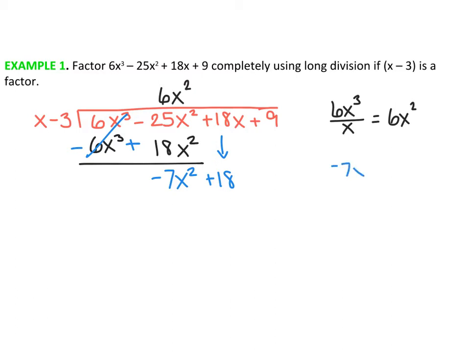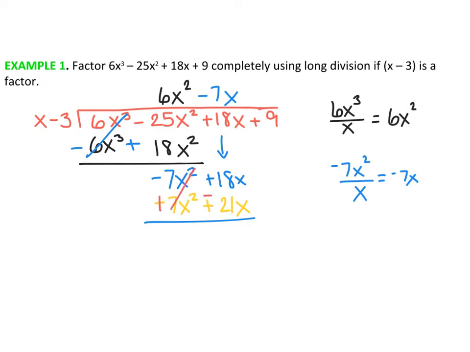I ask myself, okay, so how many times does x go into this negative 7x squared? That's going to go in negative 7x times. So I put negative 7x above that 18x where it's like. Repeat the multiplication step. Multiply, this will be negative 7x squared plus 21x. And looking back, I realize I didn't bring down that x. Now, I'm going to change my signs because I'm subtracting.